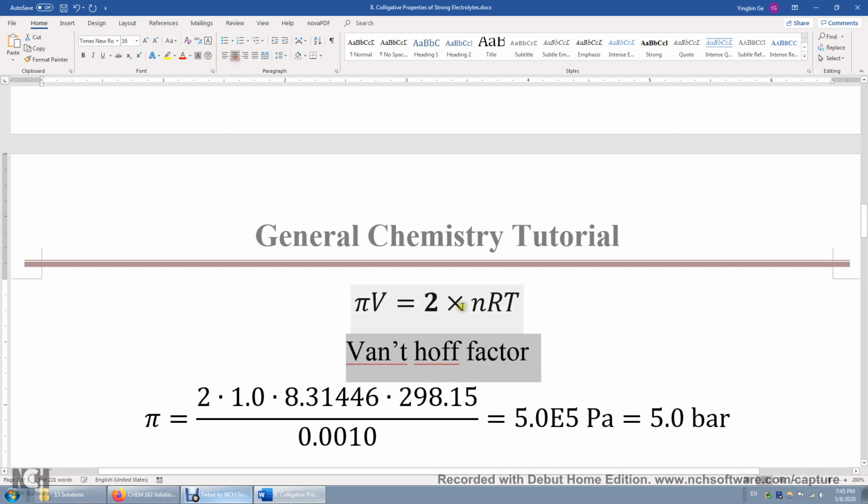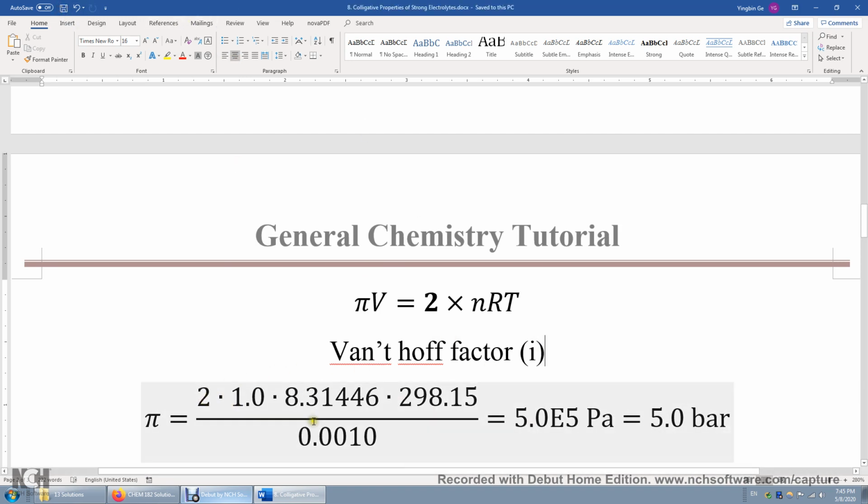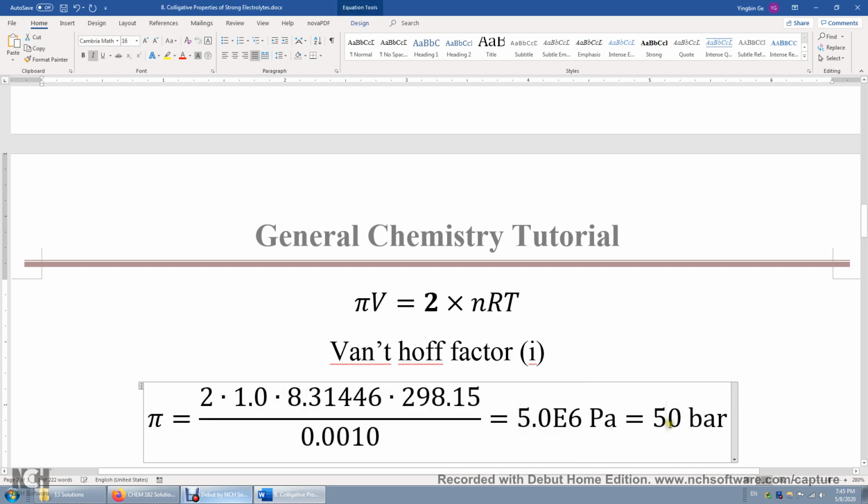So I'll put it in the middle. In some books, the notation is i. Again, in this case, i is 2. So we just compute this. Again, I think I made a mistake here. It's actually 5 million pascals. So it's actually 50 bars.